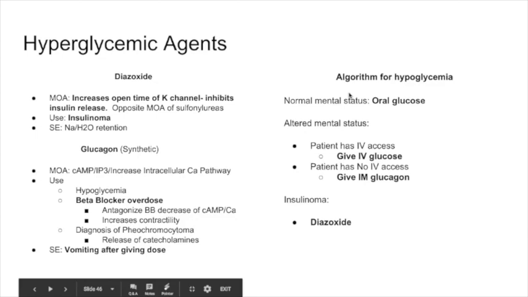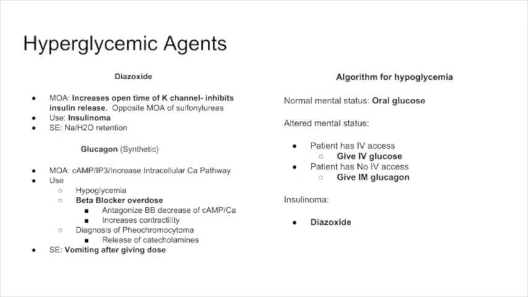Now, I wanted to just take one point to talk about an algorithm for hypoglycemia because I think it's not very well addressed and may not be very well understood. If you have a patient with low blood sugar, first, before anything, you need to treat the low blood sugar. After you treat the low blood sugar, you need to figure out the cause. Now, how are you going to treat the low blood sugar? So if you have an asymptomatic low blood sugar, meaning the mental status is normal, you can give the patient oral glucose. So they can tolerate it. You can give them some orange juice, you can give them some glucose pill, whatever it is.